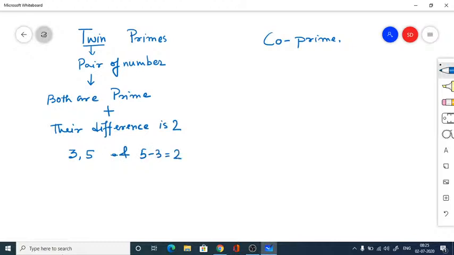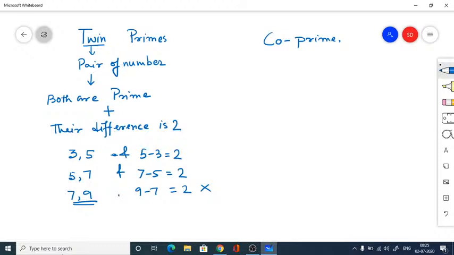So this is a twin prime. Again 5 and 7. 5 is a prime number, 7 is a prime number, and 7 minus 5 is equal to 2. But if you have 7 and 9, 7 is a prime number but 9 is not a prime number, but 9 minus 7 is equal to 2, but both are not prime numbers over here, so we will not say that they are twin primes.